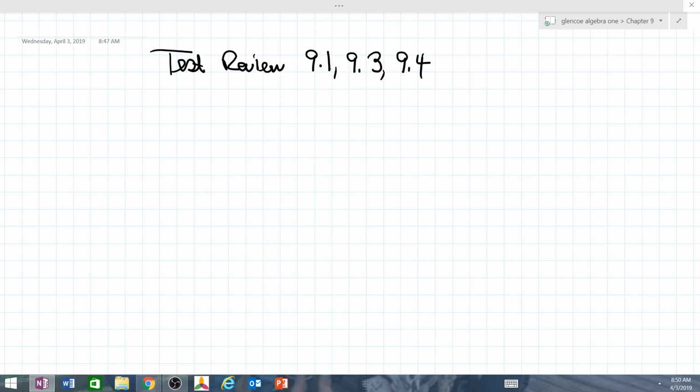Please be aware that any vocab that I have given you from these sections is also fair game, either to list, to fill in the blank, or to define a term. There is a section on that.